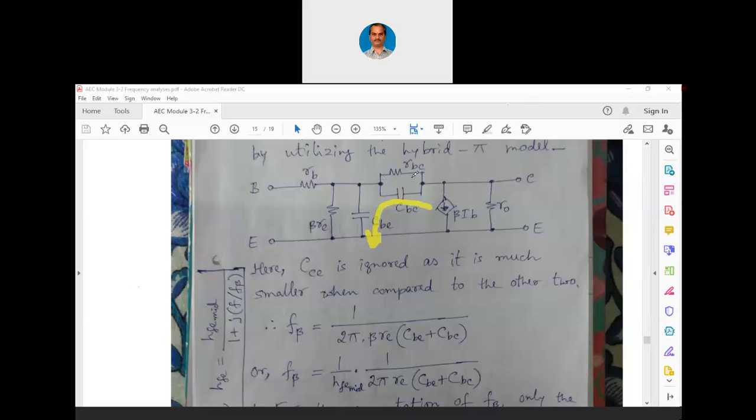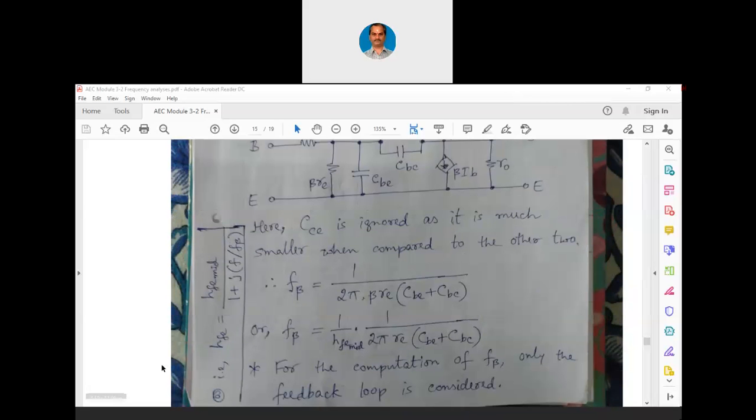In the feedback loop, this small RBC need not be considered because it is a very high value, and CBC, CBE and beta RE are considered. RB is not considered because that is also not coming under the feedback loop. It is part of the input side fully. So that is how only beta into RE, CBE and CBC are considered. In this way, for the computation of F beta, only the feedback loop is considered.